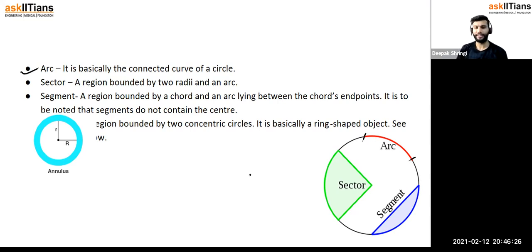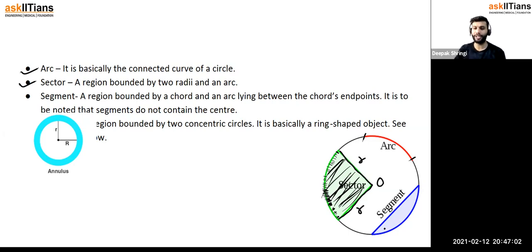What is a sector? Sector is very simple, guys. You have an arc of a circle, I'm shading it over there. You join this arc with the center with the help of two radii. So this is a radius and this is also a radius. So a sector is basically a region formed by two radii and one arc, a region bounded by two radii and one arc. This region is called a sector of a circle.